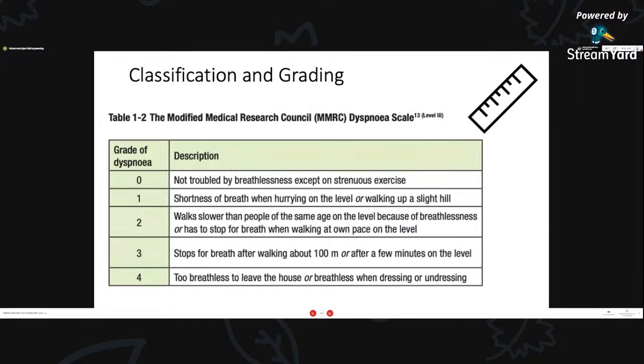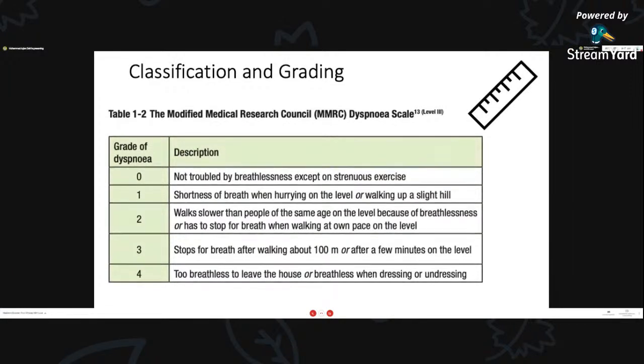So first we need to know about the Modified Medical Research Council, the MMRC. Of course, I'm pretty sure most of you are familiar with this. 0, 1, 2, 3, 4 is to be quantified based on the patient's symptoms. So these are results reported by the patients.